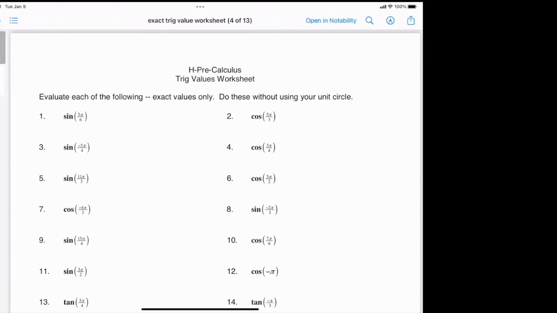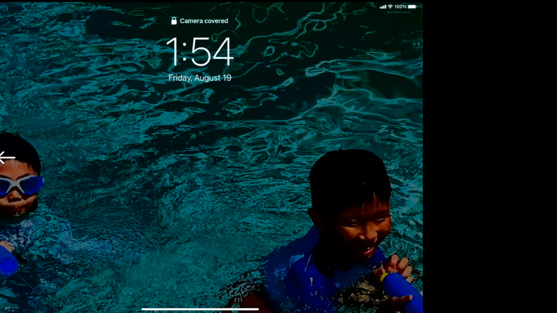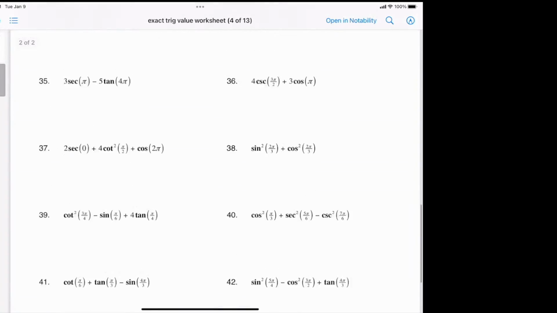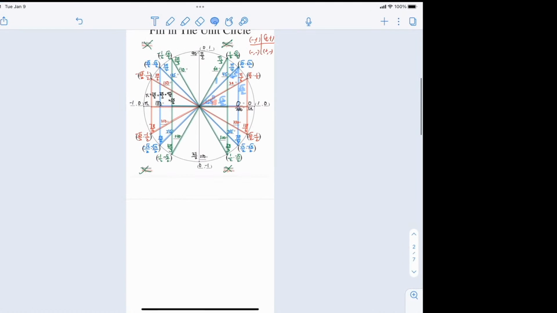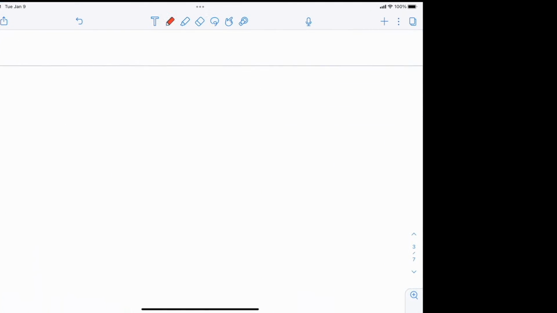All right, so what we're going to talk about is exact values, and there are a lot of things that we need to do, which is the homework. But before we get to that, you had some type of understanding. So first, let's understand what is related to exact value.